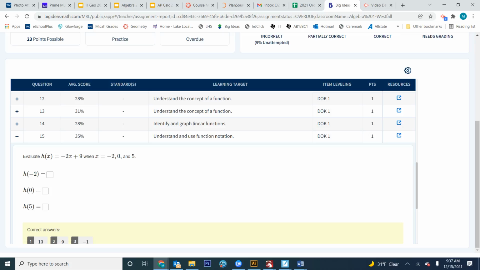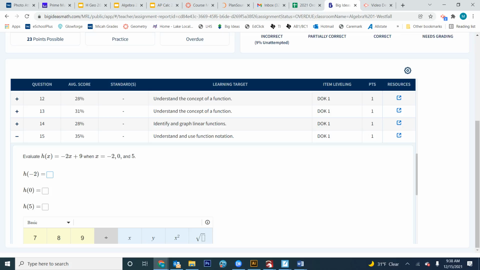So, in other words, it's asking, what's H of -2? Well, let's see. I'm putting -2 in for X. What's -2 times -2, guys? 4 plus 9. So H of -2 equals 13. That's what you need to put there. You would type in 13 there.